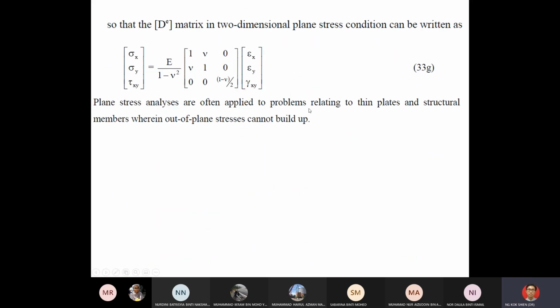So this is plane stress analysis, commonly applied to problems relating to thin plates and structural members, wherein out-of-plane stresses cannot build up. In this case, the stress only happens in the x and y directions, but not the z direction. Thin structures. So this is quite common. If you study numerical modeling, finite element, I think you will learn this.